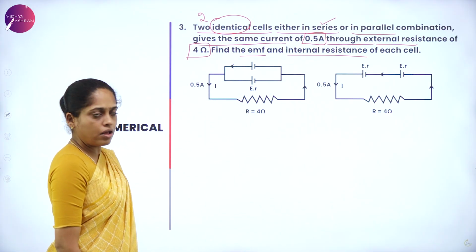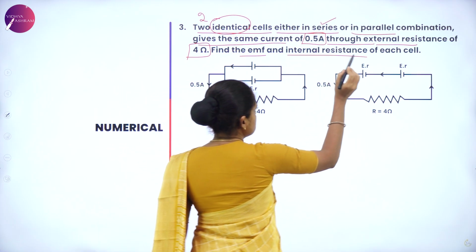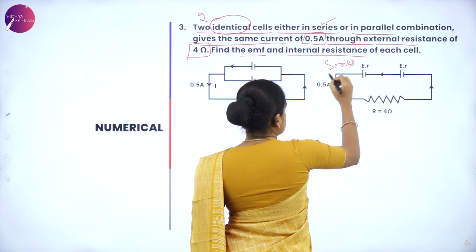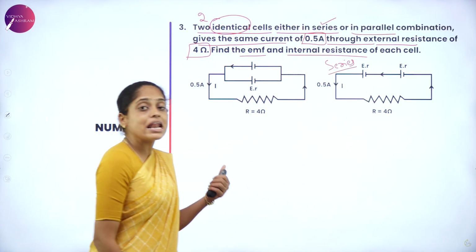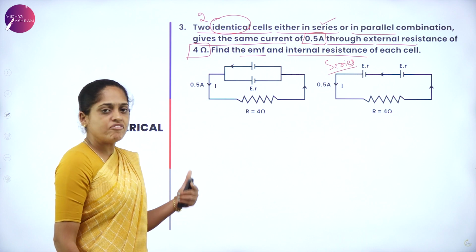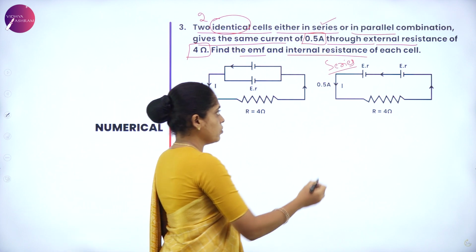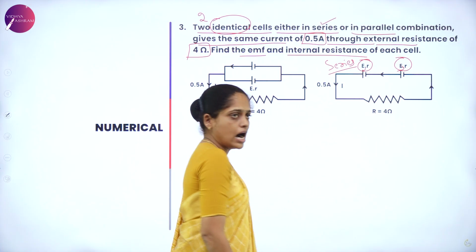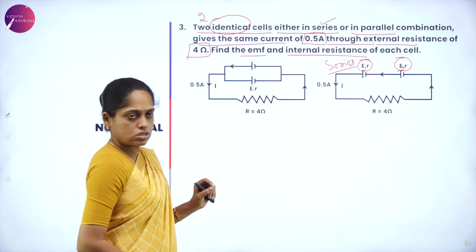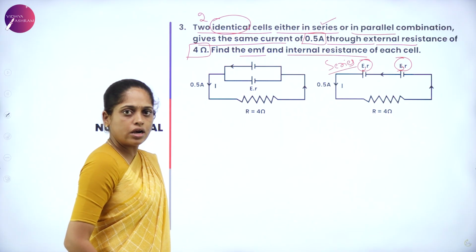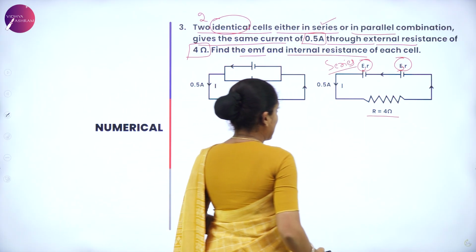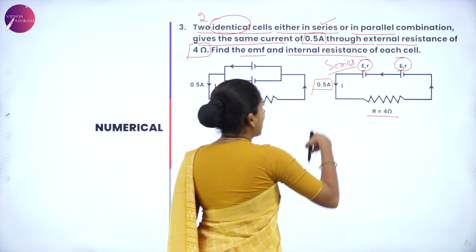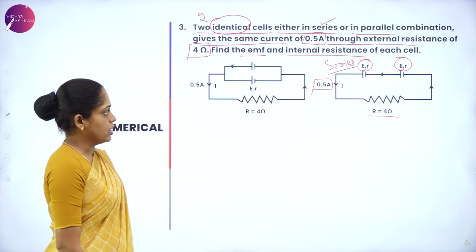So here is the diagram. First, let us consider series. Two cells in series, as they are identical, their EMF and internal resistance are the same. Therefore, for both cells I have considered them as E and R. Next, these two cells are connected to an external resistance of 4 ohm, in which the current flows. Its value is 0.5 ampere.